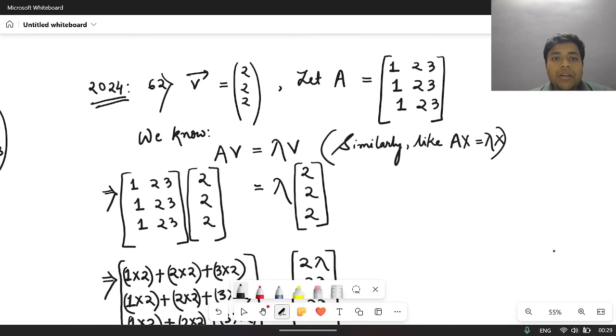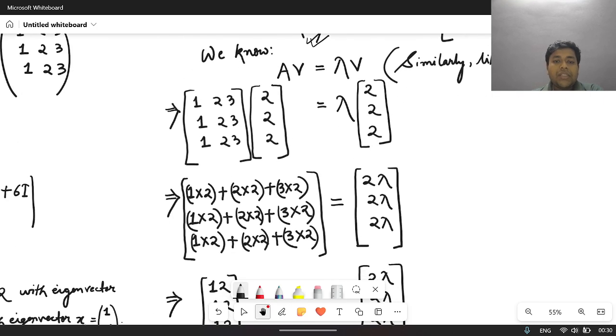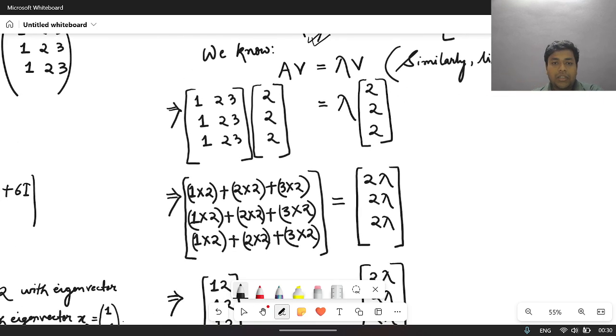So let's take a look at this. See, the V vector is given. I have taken the A matrix as the 3x3 matrix. Now we know that AV is equal to lambda V. I said this so that you remember this equation whenever we talk about an eigenvector. So this will be AV is equal to lambda V. In place of A we have put this matrix, in place of V we have put this, lambda is as it is, and V is again V.